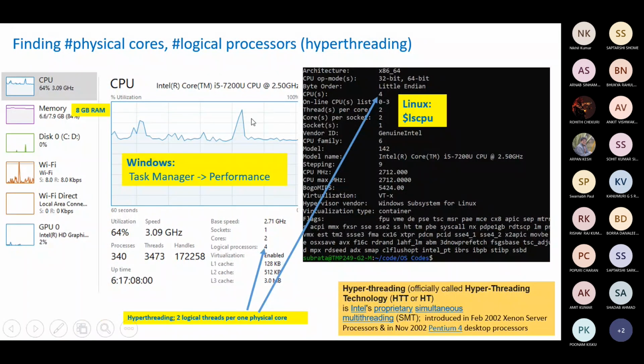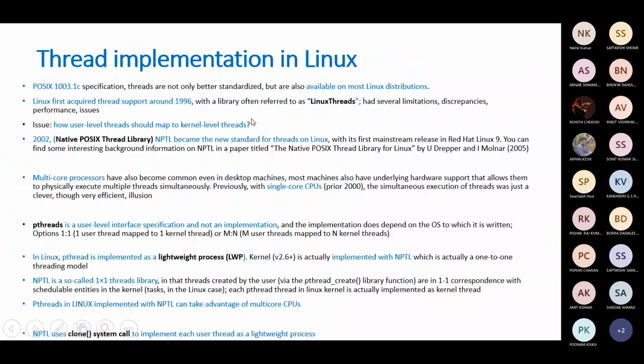So if I come to the thread implementation, POSIX 1, this standard specification, the threads are not only standardized but also available in most systems. From this POSIX standard onwards, it has the thread implementations, which are also available in almost all the Linux distributions. However, in 1996, Linux threads came; the concept of threads was first implemented by a person whose name I cannot recall, you can Google it or check the wiki page of Linux threads.